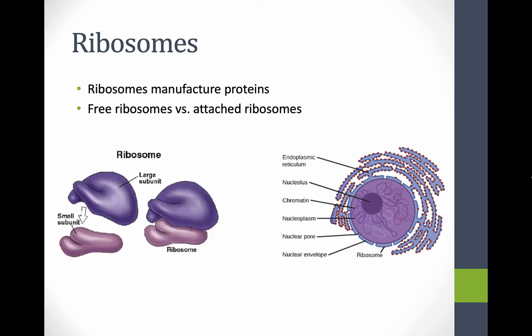The ribosome is basically a factory for making proteins. A ribosome can either be free, meaning that it's in the cytoplasm, kind of floating around on its own, or it can be attached like these that are stuck on the rough endoplasmic reticulum. Wherever it is, all it's doing is making proteins, and a ribosome can go back and forth between free and attached.